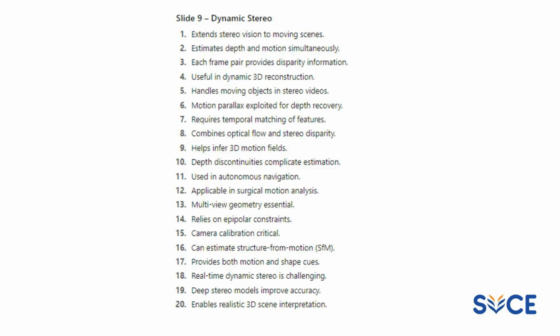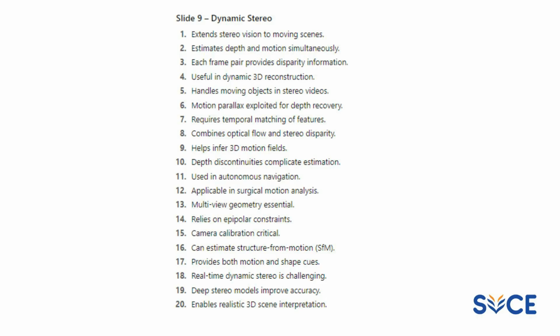So basically, dynamic stereo is an extension of traditional stereo vision which applies to time-varying scenes, while stereo vision estimates depth from two static images. Dynamic stereo estimates depth in a sequence of images or videos, allowing us to reconstruct the 3D motion and shapes over time. In other words, dynamic stereo helps computers perceive how objects move in three-dimensional space.